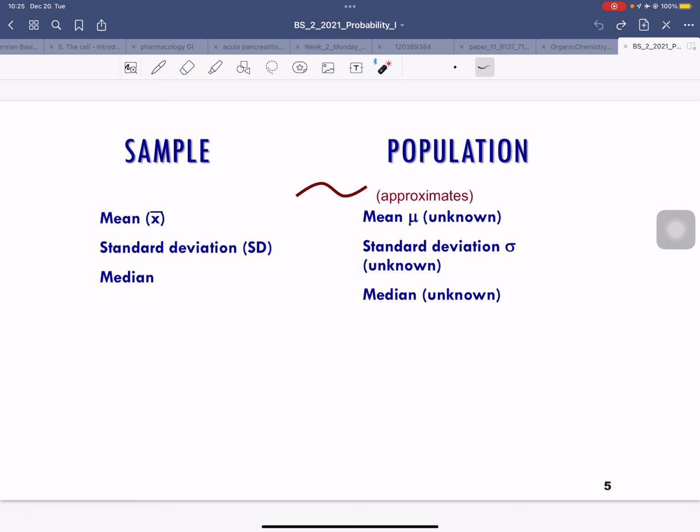For the sample we can find the mean, which is equal to the sum of the sample divided by the number of the sample, or we can find the standard deviation or median. We studied this last lecture. In the population we can also find the mean, with the mu sign, but it is unknown, and the standard deviation with the sigma sign is also unknown. As you see, the way of finding them is different for the two, because the sample is a representative of the population that we select from it, and it is very easy to find its mean, standard deviation and median.